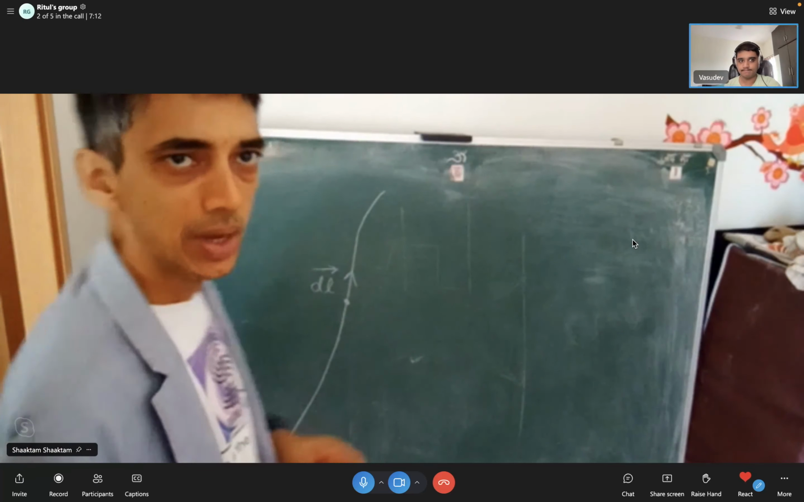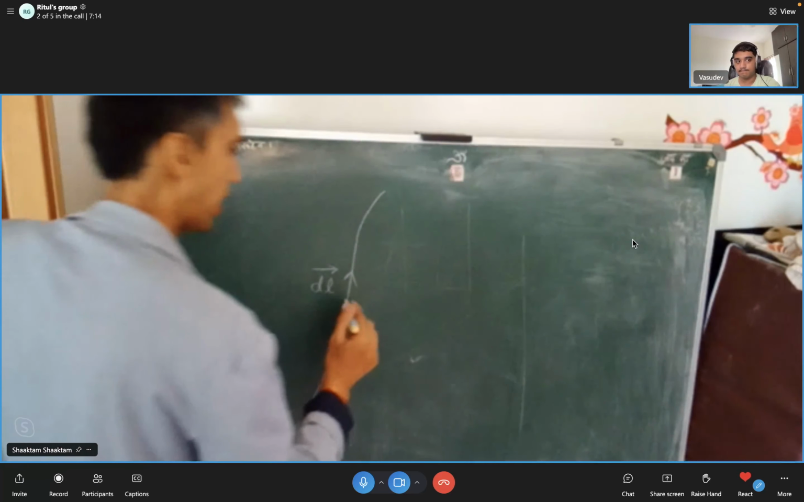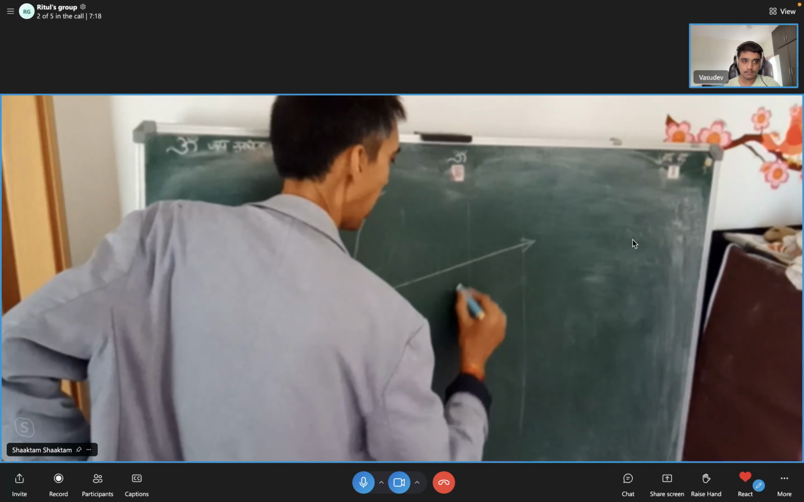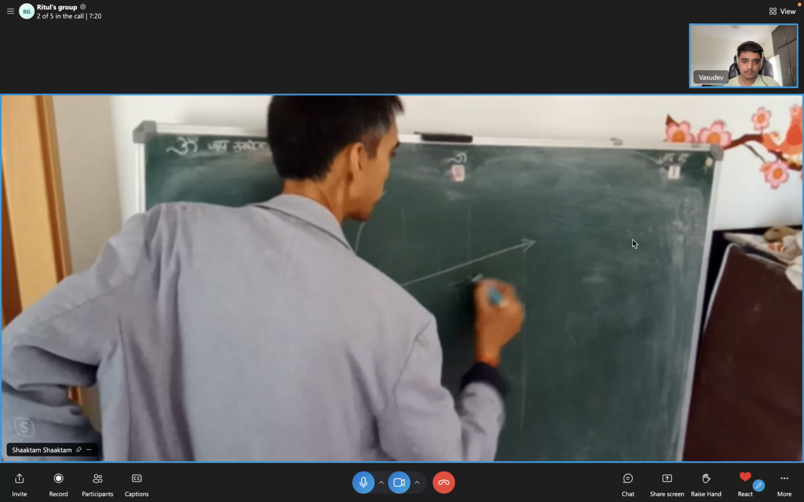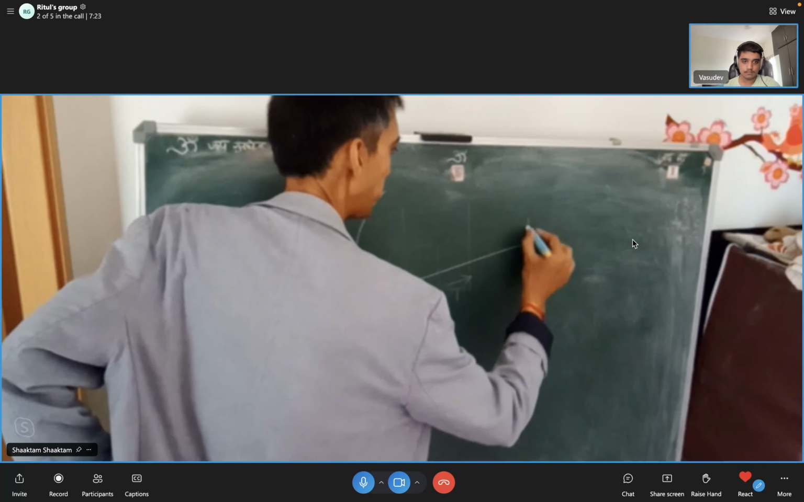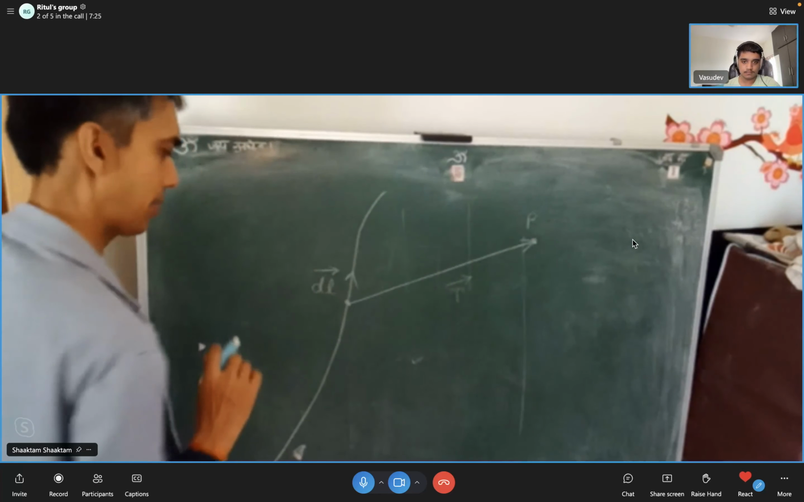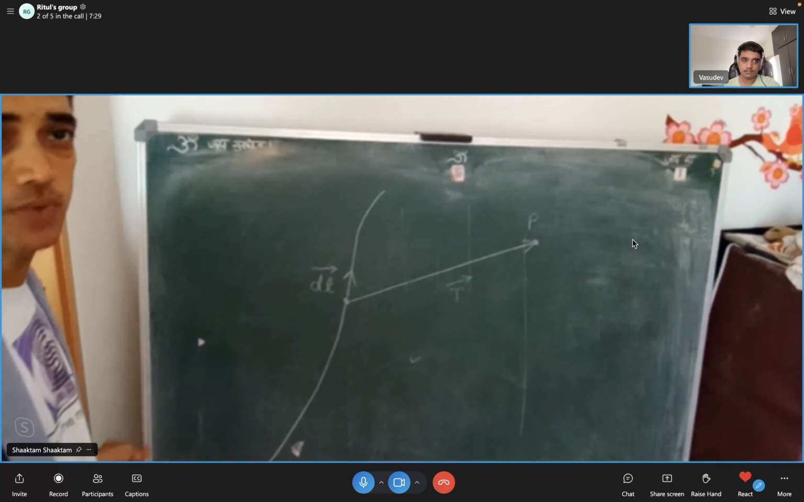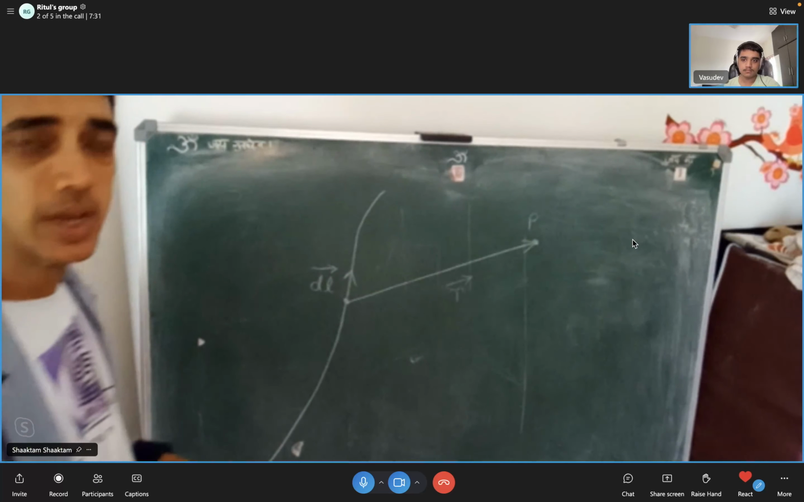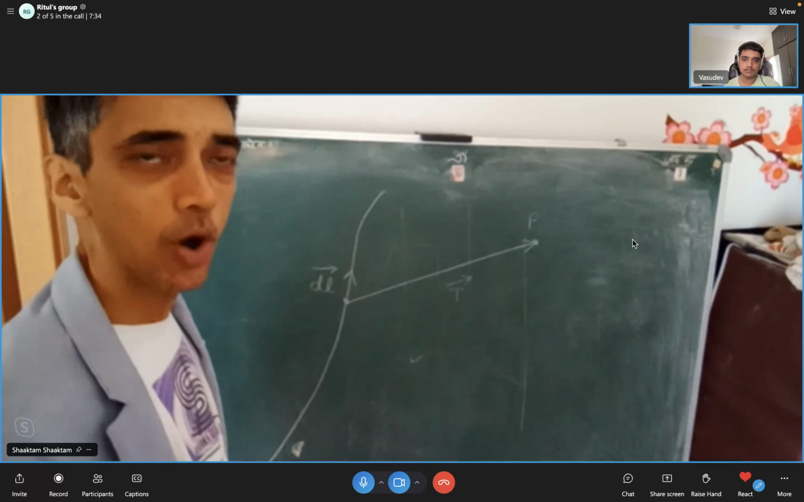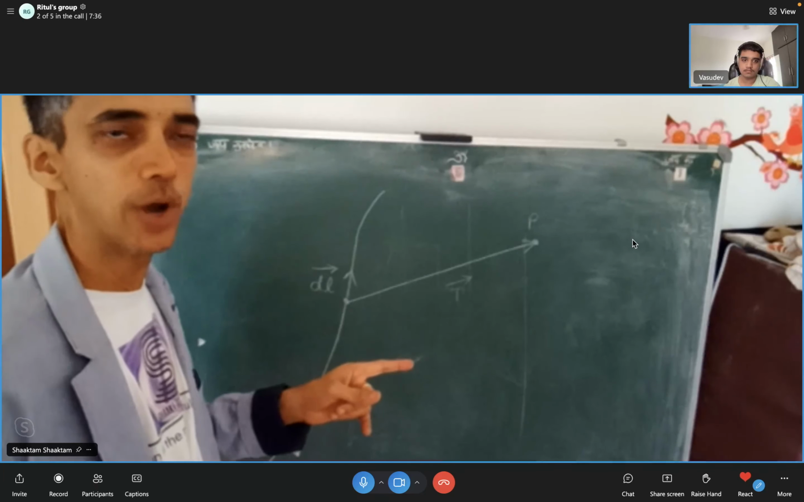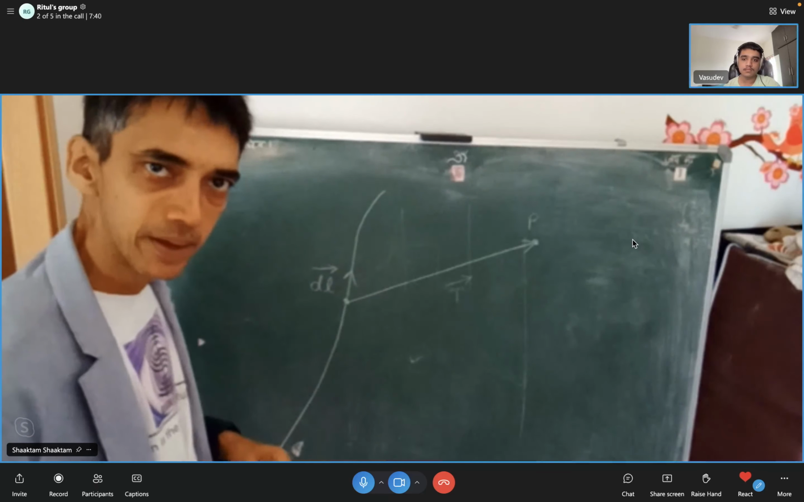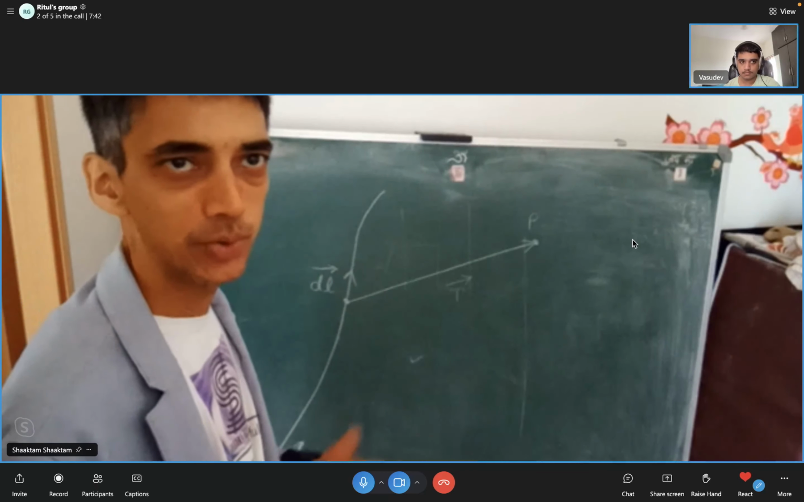Where is the tail of it? Of course, over here. What I do is take another vector, mark it r. What is r for us? r is the position of point P vis-a-vis the tail of the current element. r is the position of point P wherein we want to find the effect due to this current element. Got it? Yes, sir. We want to find the effect due to this current element.